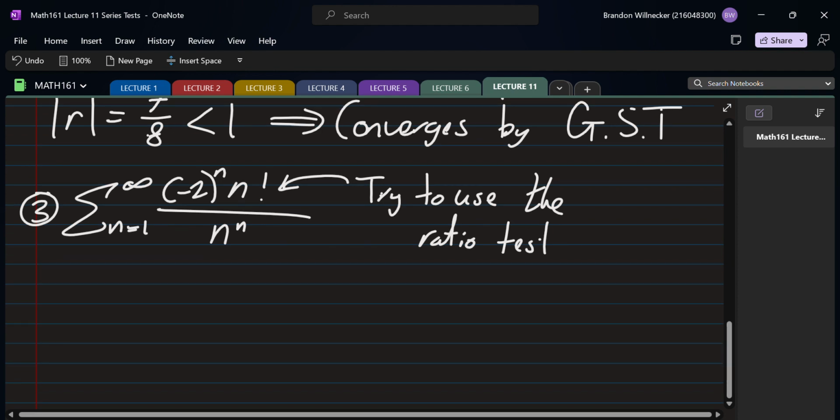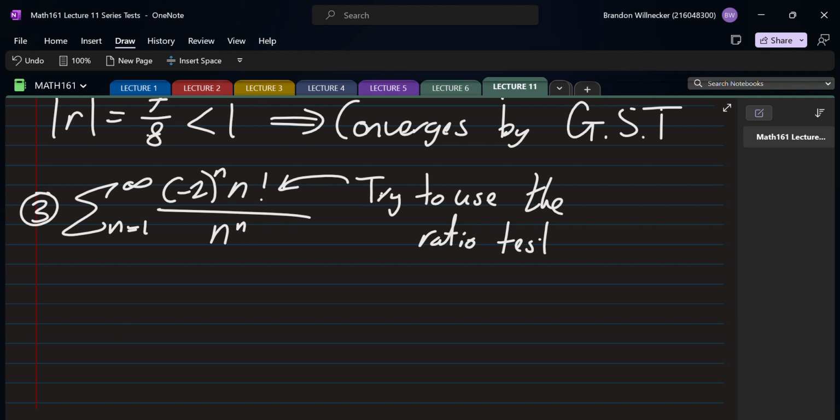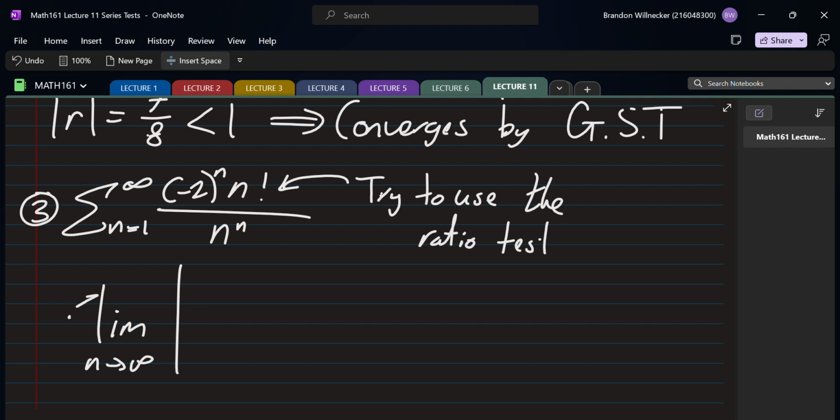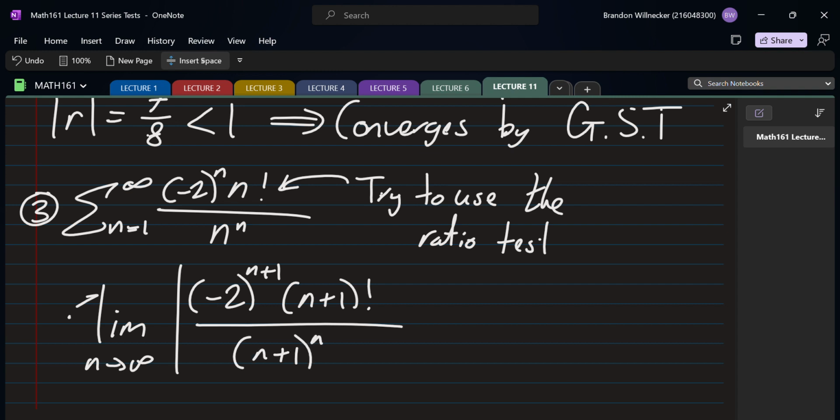Okay, so how do we use the ratio test? Well, we need to find the limit as n goes to infinity of the absolute value of the next term divided by the current term. So the n plus 1 term divided by the nth term. So here we're going to have (minus 2) to the n plus 1, times n plus 1 factorial, over n plus 1 to the n plus 1. So wherever we had an n, we put n plus 1 for the next term. Then we divide by the nth term, but that's the same thing as multiplying by the reciprocal, so we can multiply by n to the n over (minus 2) to the n times n factorial.